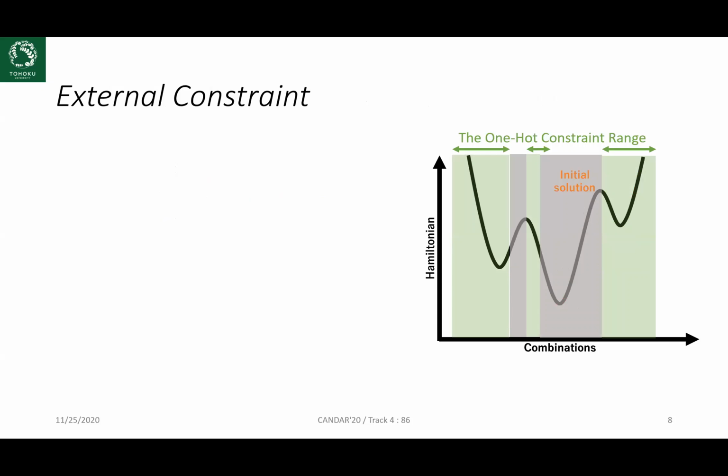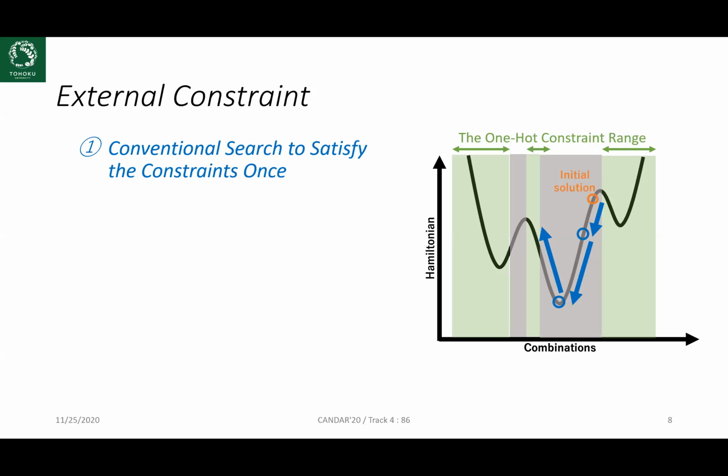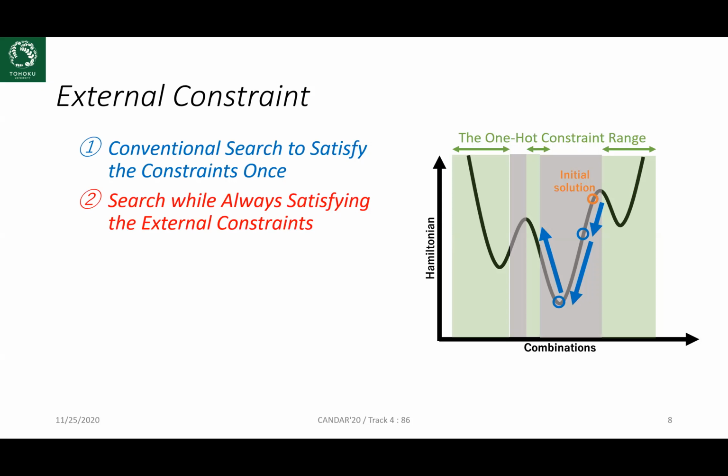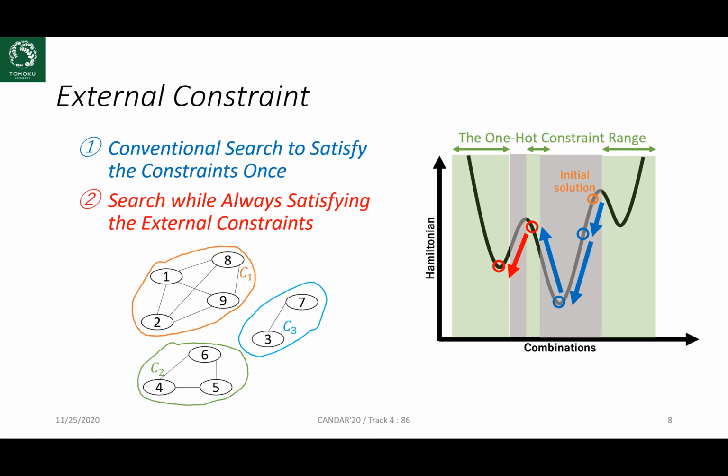We solve this problem by using the external constraint. The optimal solution is in the range of the one-hot constraint. Conventional SA is executed until a solution that satisfies the one-hot constraint is found. After that, SA searches for a solution that always satisfies external constraints. All the data are properly assigned to each cluster.